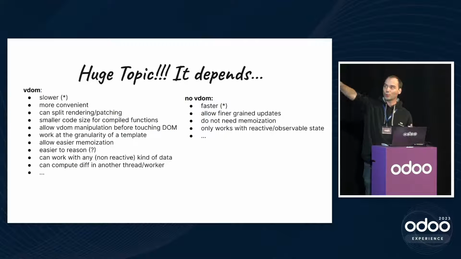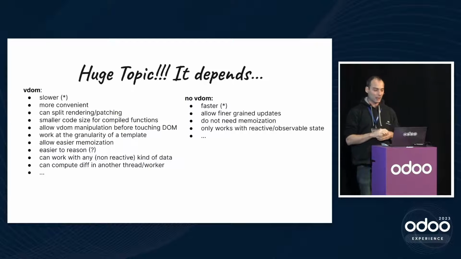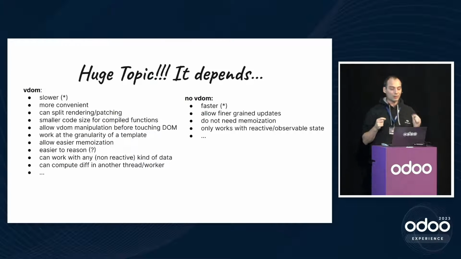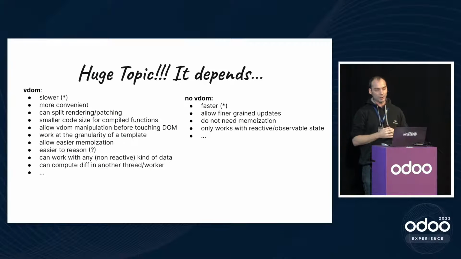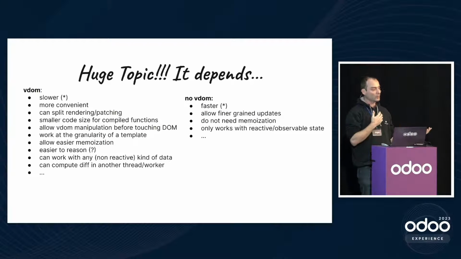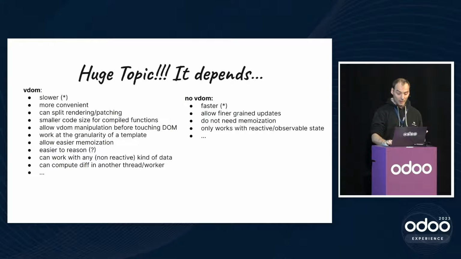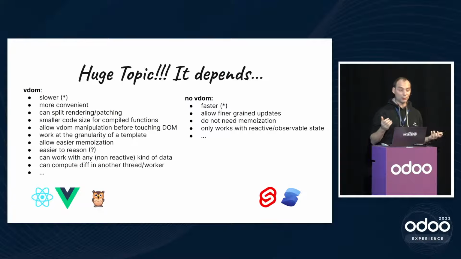I will not go through all those points because I don't have that much time. But I want to say that virtual DOMs are known to be slower, and I want to come back to that in a moment, of course. But they are more convenient for some other reasons. They can allow splitting rendering operation and patching operation, and it's nice for some situations. And they have a lot of interesting properties. So the question is, which one should we use?